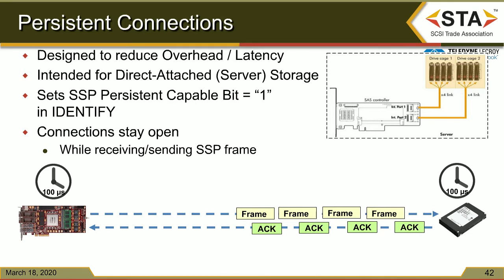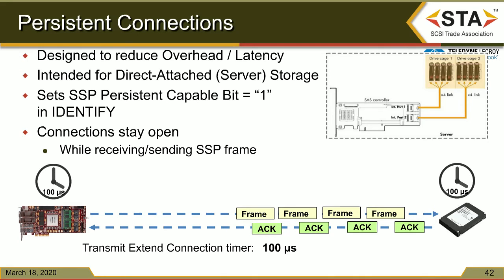Hyperconverged infrastructure is another place where you could see this used. The feature requires support on both the initiator and the target side devices, right? It's an optional feature, but both sides would need to support it to utilize it. And if it's supported, it'll be reported in the identify string.